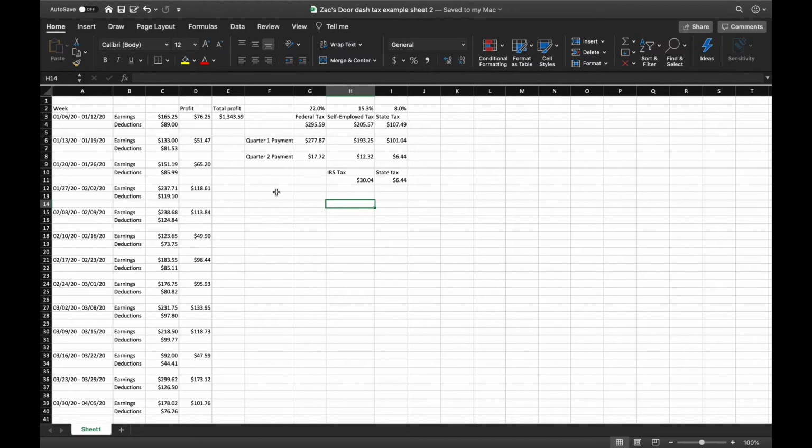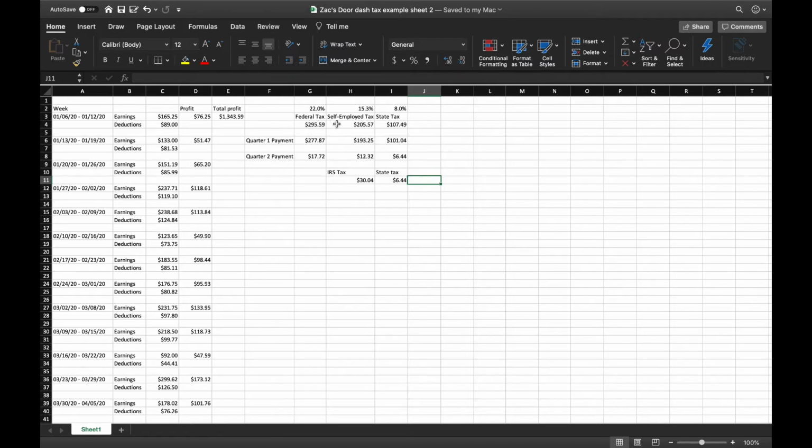So then I took my quarter one payment, which was the profit from each of the weeks from quarter one, from January 1st to April 15th. I multiplied the total profit from each of those weeks by 22% to find the federal tax, and then I multiplied it by 15.3% to find the self-employed tax. And I multiplied it by 8% to find the state tax. So this was what I paid for my quarter one payment.